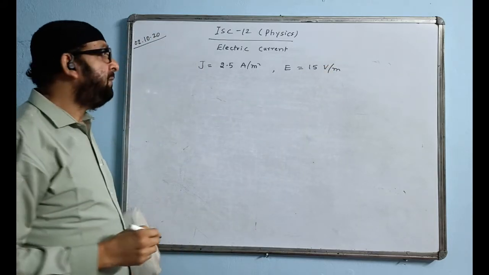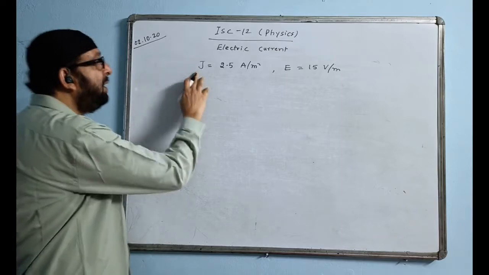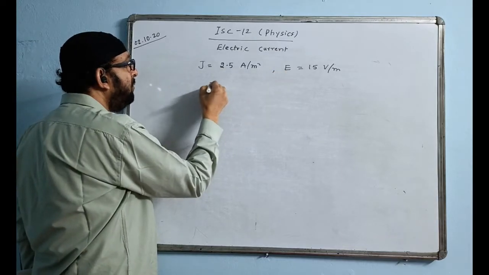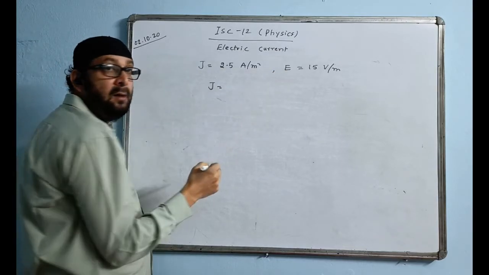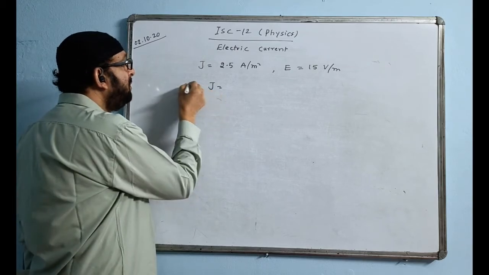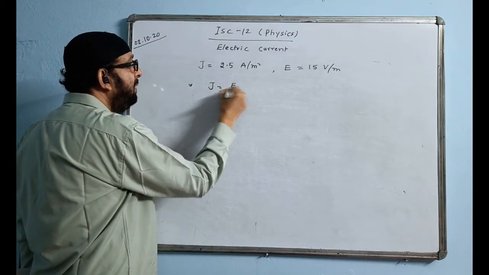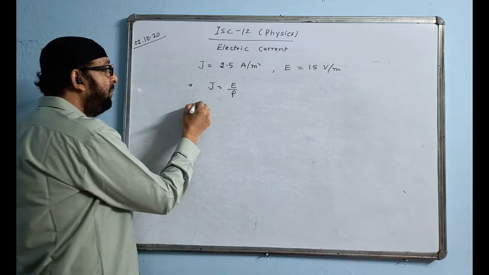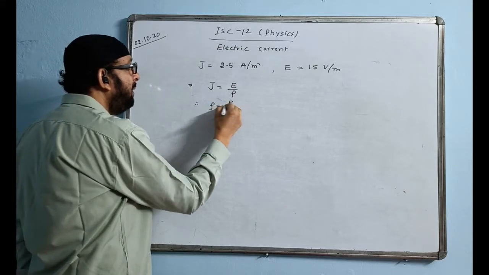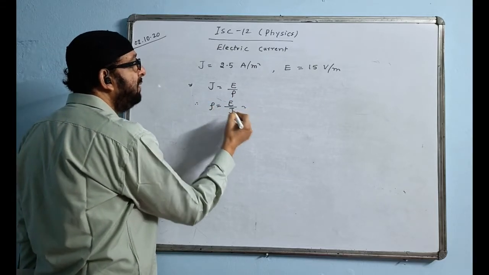You have to find the value of resistivity. What is the formula connecting J and E? I am sure the formula goes like this: J is equal to sigma E. That is Ohm's law in vector form. But the question is asking about resistivity, so we can write sigma as 1 by rho. Therefore, rho is the subject. We get rho equals E by J, electric field divided by current density.